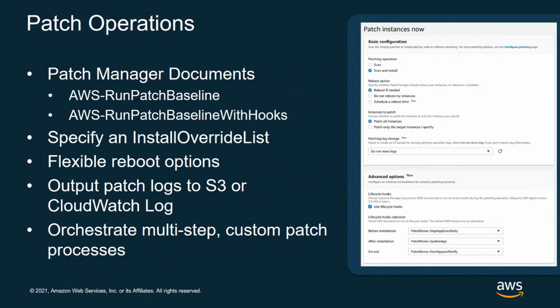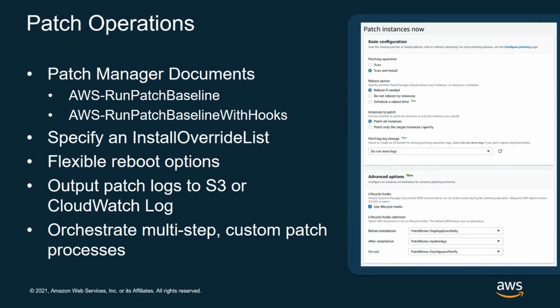After you have defined the criteria for the type of updates that you want to scan for or install using patch baselines, you are then ready to begin performing the actual patching operation. Patching operations can either be invoked on an ad hoc basis or occur on a scheduled basis. When performing patching operations, you will primarily leverage two AWS provided documents, AWS-RunPatchBaseline or a recently released document called AWS-RunPatchBaselineWithHooks.